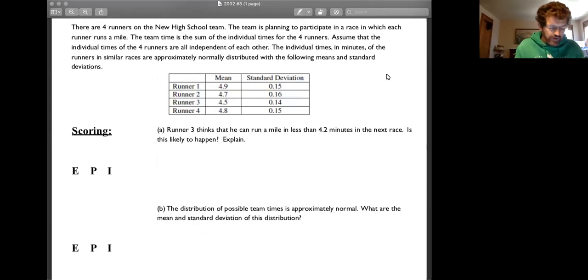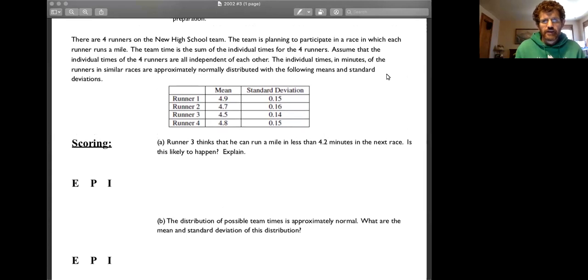Okay, so we want to make sure we read through this and we're understanding the scenario. A few things to look out for in this particular prompt is that it does tell us that all of this is approximately normally distributed. And obviously it breaks down how we get the team time. So just some things to look out for.